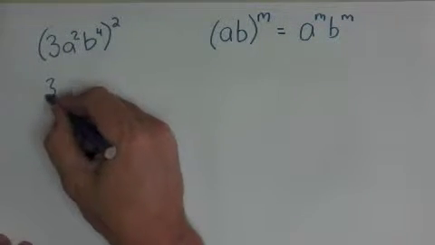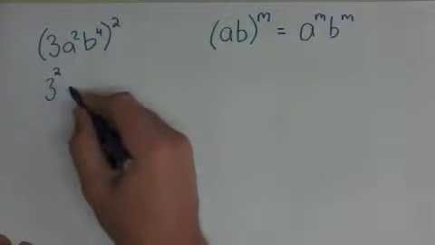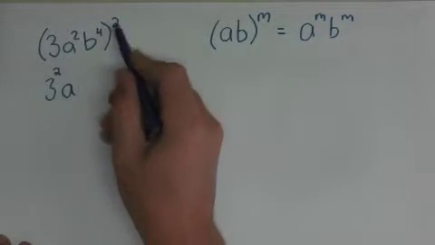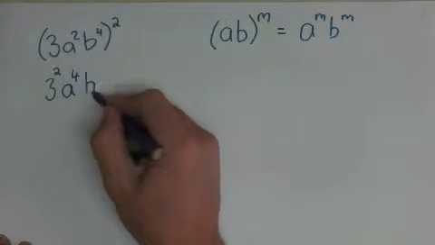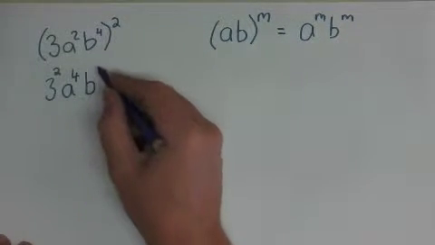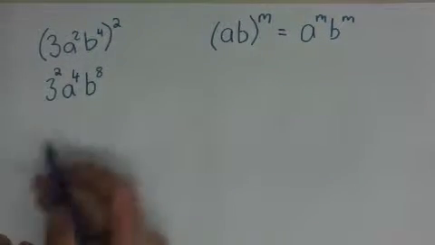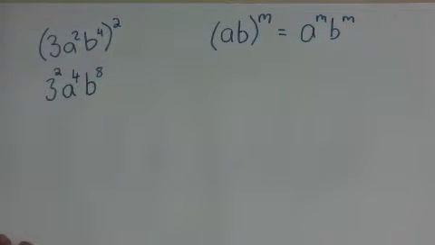So I'd have 3 to the power of 2, a to the power of 2 times 2 is 4, b to the power of 2 times 4 is 8. And you can leave your answer as that. You do not need to evaluate the 3 squared. It is perfectly fine to leave it as 3 squared because sometimes you might need to use this answer later on, and by not simplifying at this point in time, it may actually be beneficial.